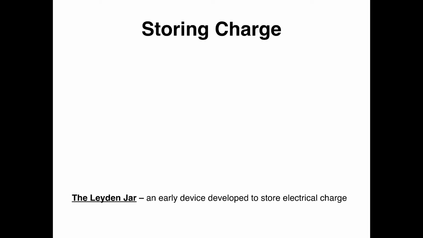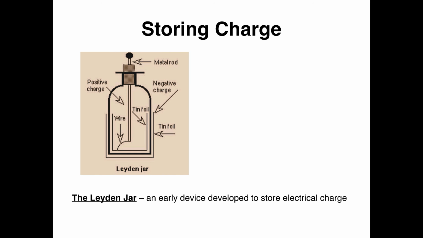So how do we store charge? We talk about batteries, and we will talk about batteries in future lectures. The oldest device used to store electricity was called a Leyden jar. And a Leyden jar looks like this.